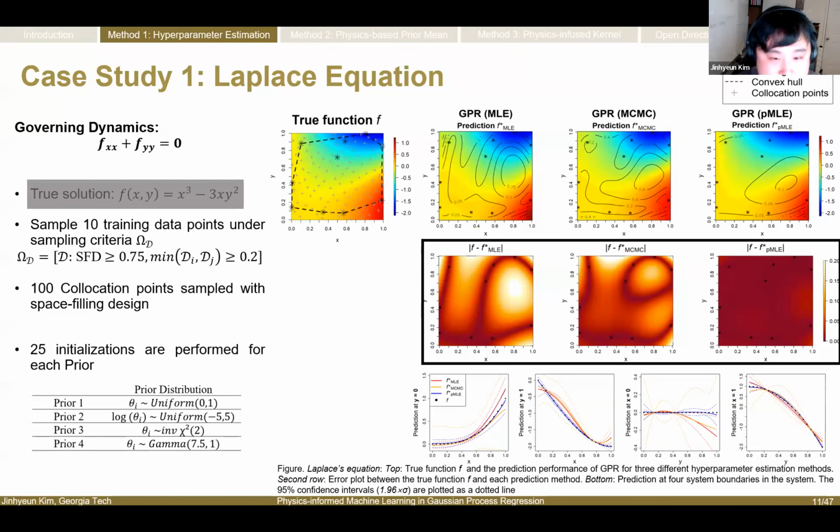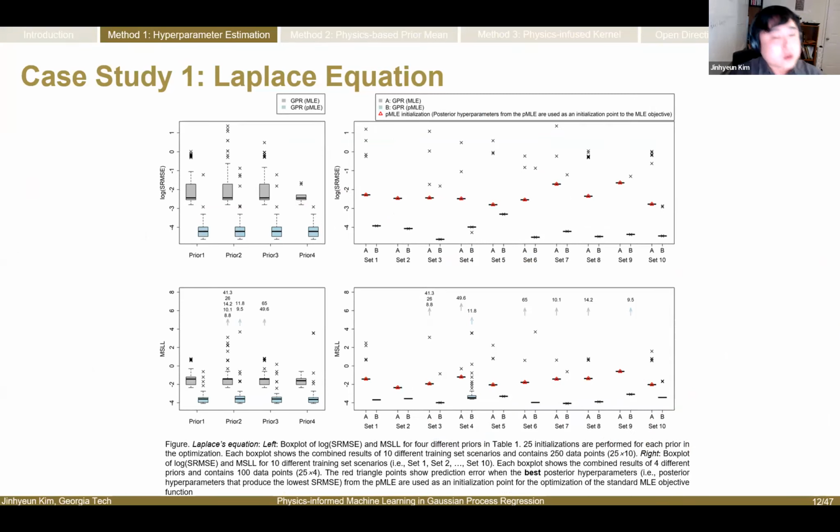When you look at this error plot, the MLE or MCMC method is overfitting to the training data region, the darker region. But by penalizing the likelihood function, we can reduce this problem and improve the prediction where training data is not observed. The last row is the prediction for different bounds, and it can also help to improve the prediction of the model. Since it is a non-convex function, we need different initializations.